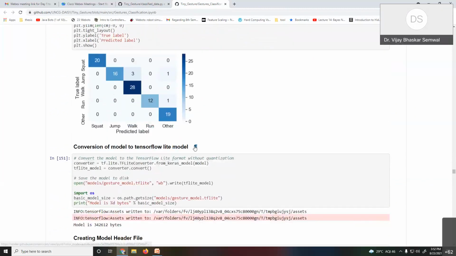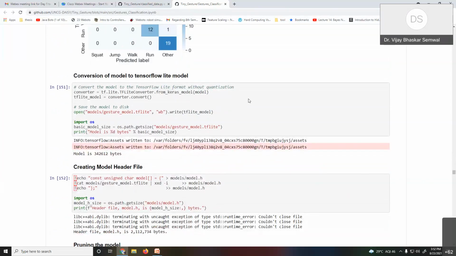After that, I need to convert this model into TensorFlow Lite. So there is the TensorFlow Lite library. You can just use the TFLite TensorFlow Lite converter from Keras, passing that model here. The challenge is that on an Arduino board you write in C, while this is in Python. So TensorFlow Lite automatically converts your model into a header file which you can import into your Arduino board.